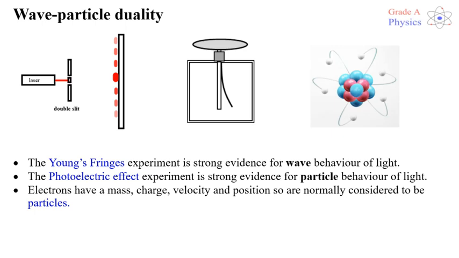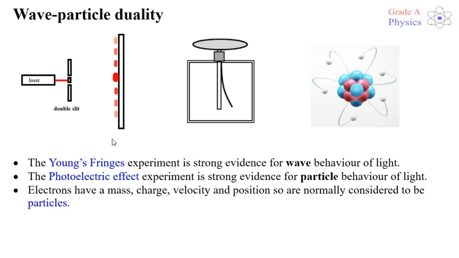Right, so what do we mean by wave-particle duality? Earlier on in this course, we've looked at the Young's fringes experiment, where laser light was diffracted and then we had interference. So the Young's fringe experiment is strong evidence for the wave behavior of light, and that is one of the significances of the experiment.